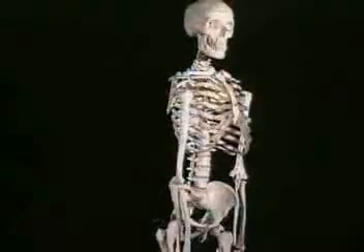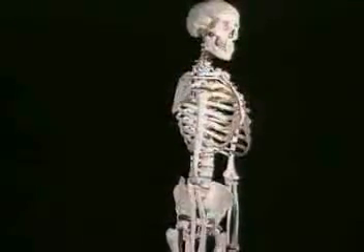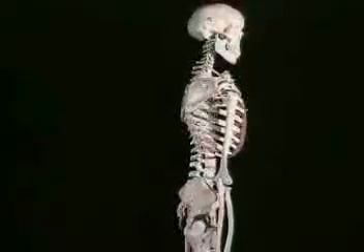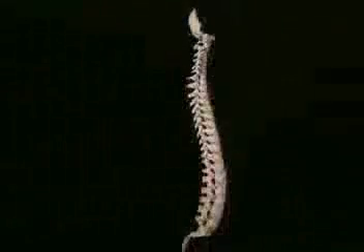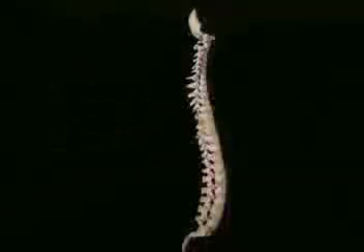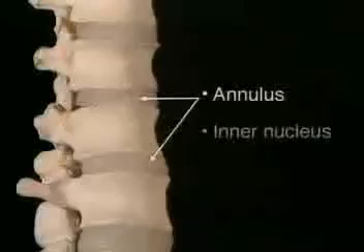The spinal column supports the trunk and head. It envelops the spinal cord and is involved in every movement of the limbs and body. Of the 33 bones in the spine, 24 permit movement. And between each of these movable vertebrae are discs of fibrous tissue. These discs consist of an outer rubber-like coating called the annulus and an inner nucleus of a jelly-like fluid.